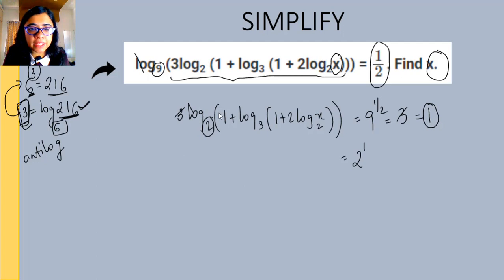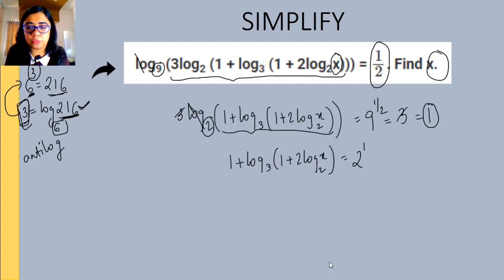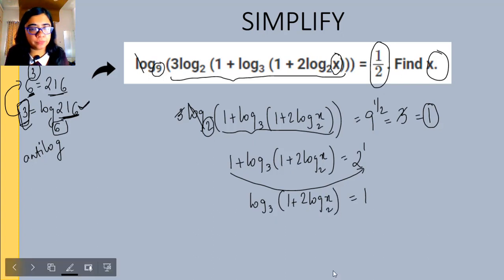This log will get eliminated. You will be only left with this part. So that is 1 plus log to the base 3, 1 plus 2 log x to the base 2. ठीक है? I'll take this 1 on the other side. वो हो जाएगा 2 minus 1 which will become 1 only. This part will remain logarithm का part. So this will be log to the base 3 of 1 plus 2 log x to the base 2.